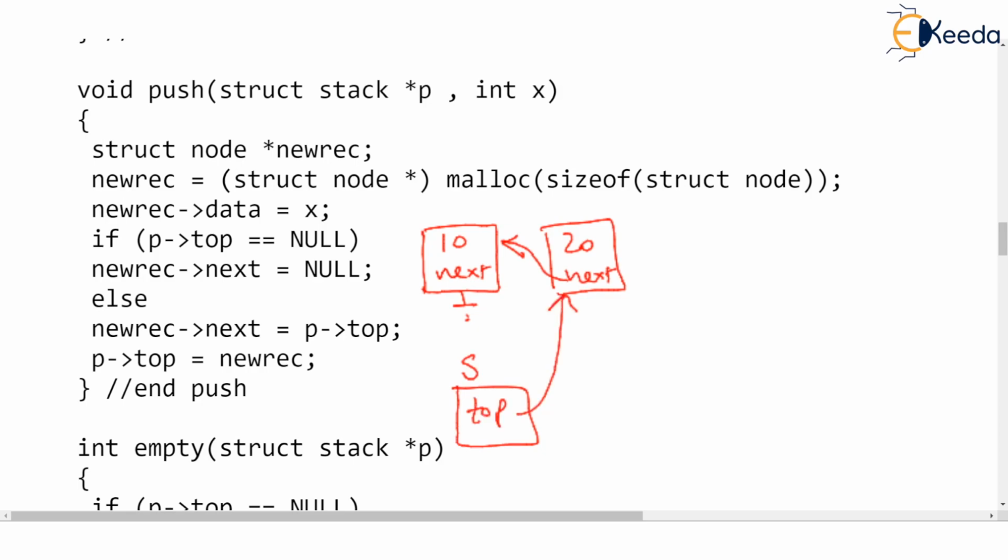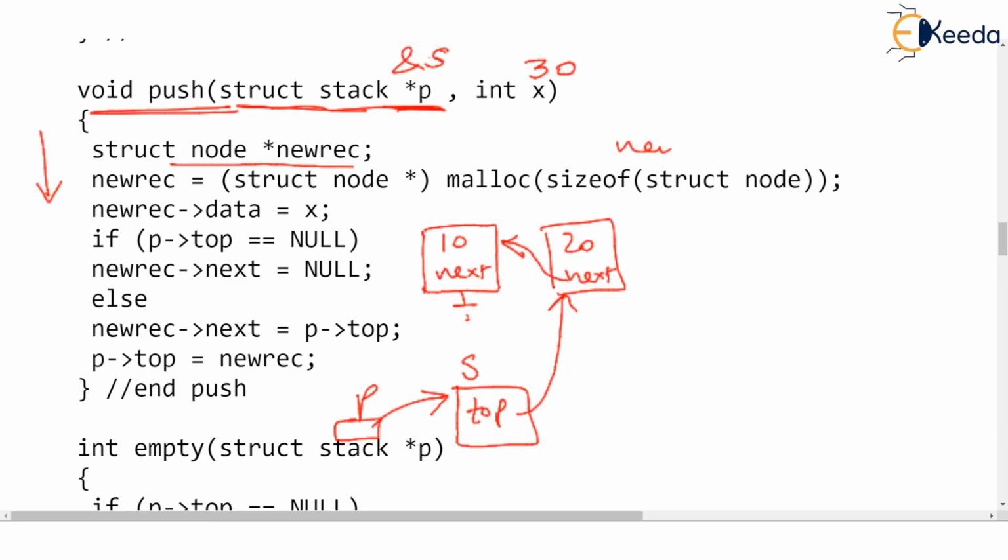Now let's call the push function a third time from main, and we want to push 30 in this stack. Obviously, the first parameter passed is the address of S. So P again stores the address of S. So P is a pointer which points to S. Now inside this function, we have declared a newrec pointer. So there is a new pointer called newrec. And what we are doing is asking newrec to point to a newly allocated node. So this newrec will point to a new node which can store data and which has a pointer called next.